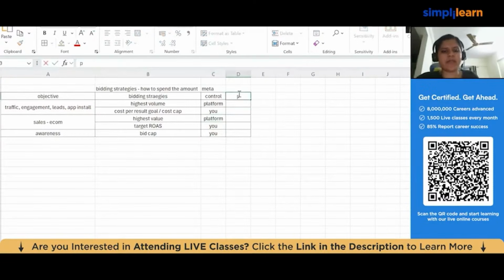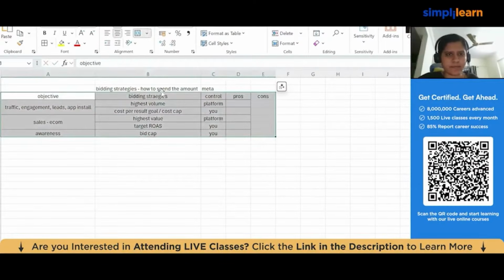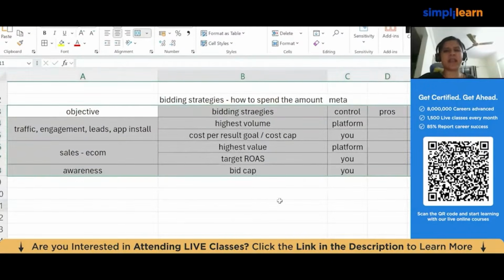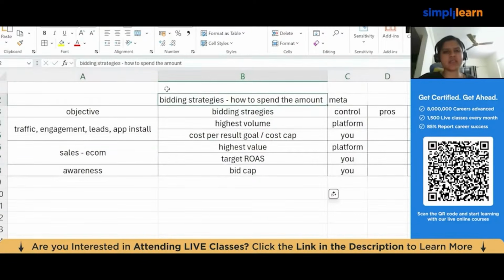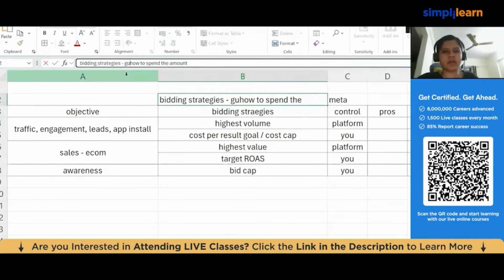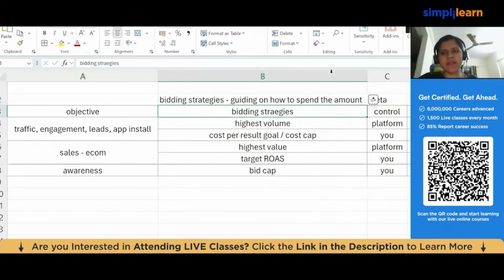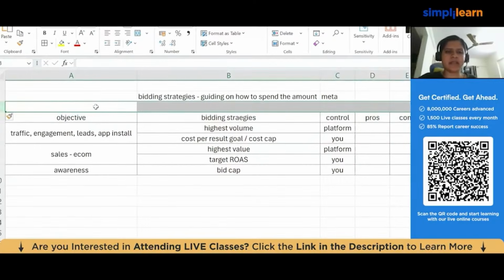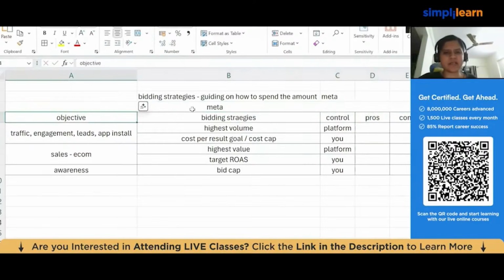Now each bidding strategy has its pros and cons. Let's understand each one of them, guys, and please listen to me very carefully because it can get a bit complicated. The meaning of bidding strategies is basically a guideline on how to spend the amount. Basically, you're guiding on how to spend the amount. The bidding strategies that I've mentioned are only for Meta. For other platforms, the bidding strategies are different. So platform to platform, the bidding strategies vary. We are just discussing Meta.